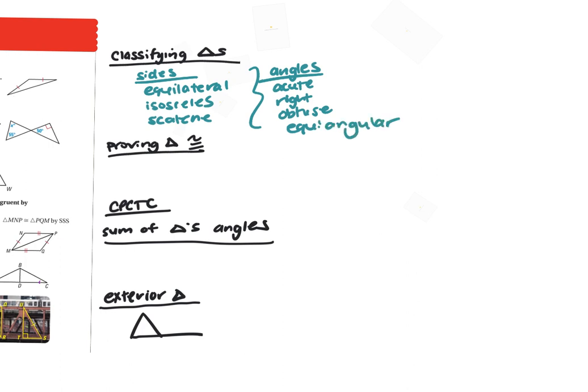You would need to know equilateral has all 3 sides the same, isosceles 2 or more, and scalene none. And then acute, obviously, based on the angles, all would be acute or less than 90. Right, 1 is equal to 90. Obtuse, 1 is greater than 90. And equiangular, they are all what measure? An equiangular triangle. They're all equal, which means they're all what?